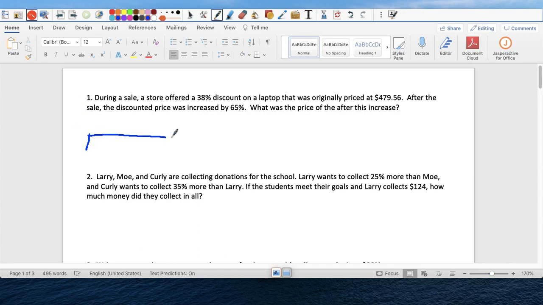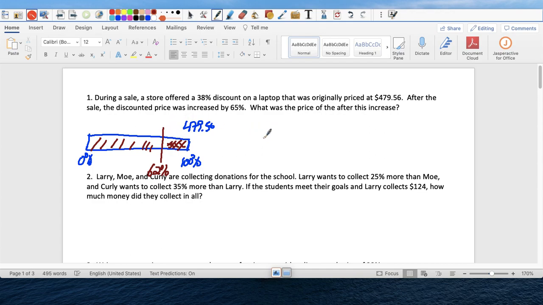So here is the laptop. Its current price, 100% of it, is $479.56. They had a sale, and they said we're going to take 38% out. Now, you're obviously not going to pay $479 anymore because they took 38% away and left you with 62% of the original price. What is that price? Because this is what you're going to have to pay now, right? That's what you're responsible for.